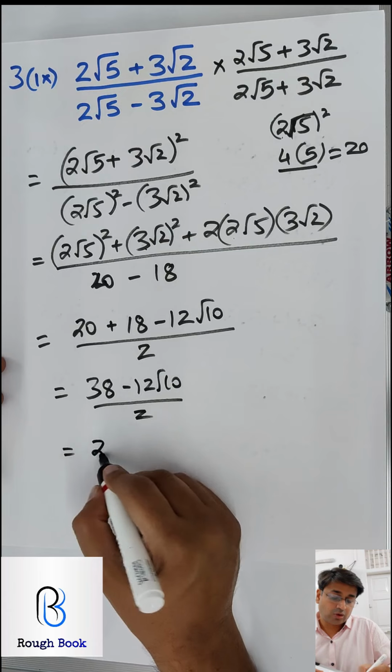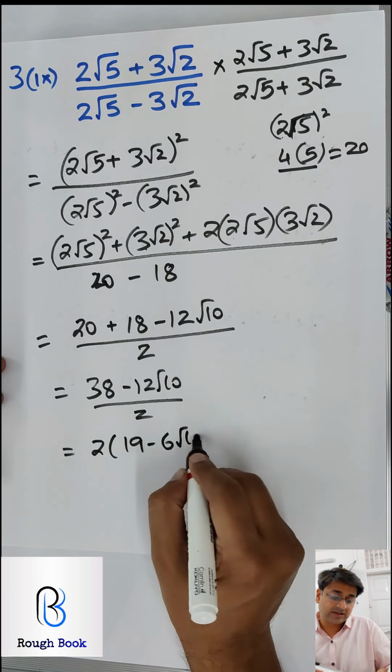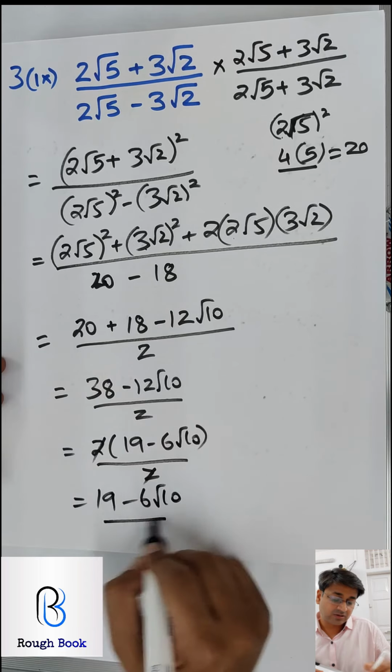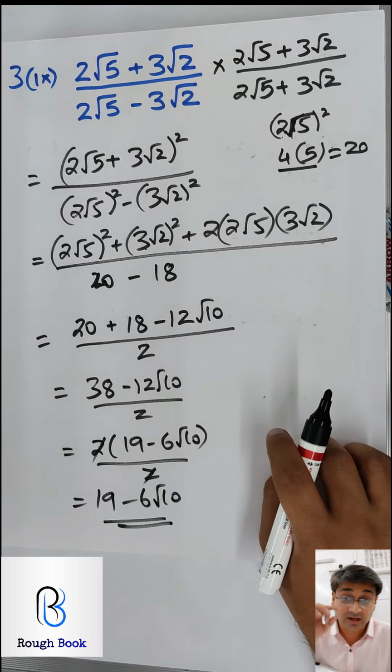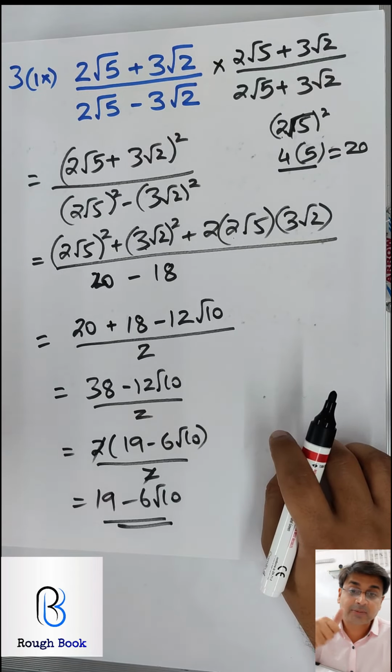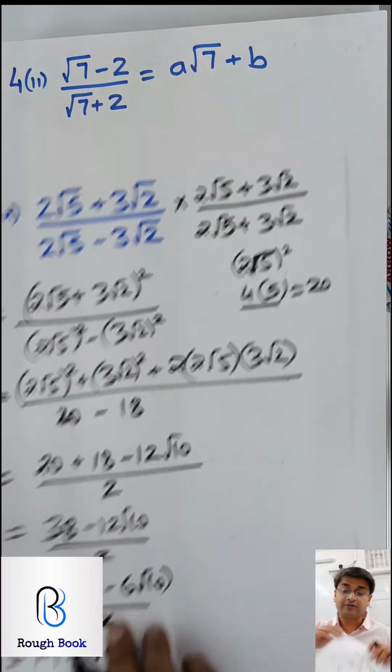So pull out 2 common. So 19 minus 6 root 10 upon 2 gets cancelled. So 19 minus 6 root 10. That should be your answer. Did you get the same answer? If you're getting it, you're really doing good work. Keep it up. Let's move to the next one, 4 part 2.